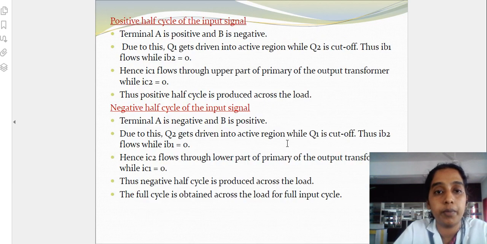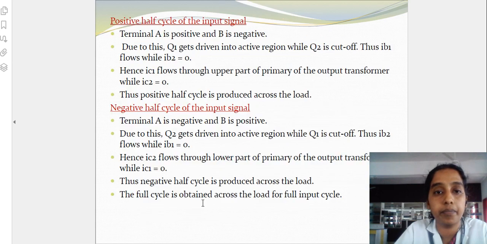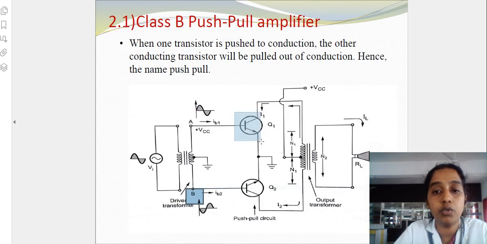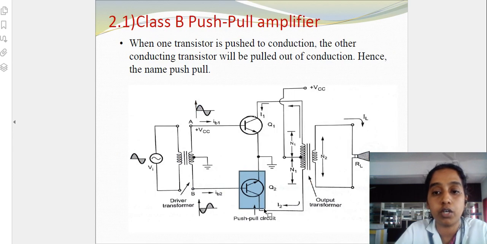So this is the operation for the positive half cycle. Here we have the terminals A and B. Q1 is driven into the active region, and Q2 will be in cutoff. Hence the current IC1 flows through the upper part while IC2 is 0. So the positive half cycle is produced across the load, and I get an output at the load.